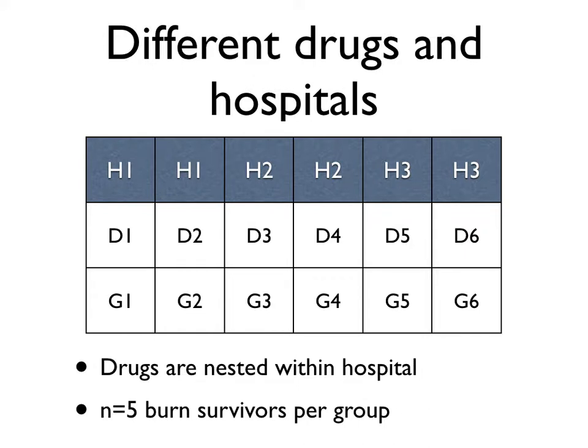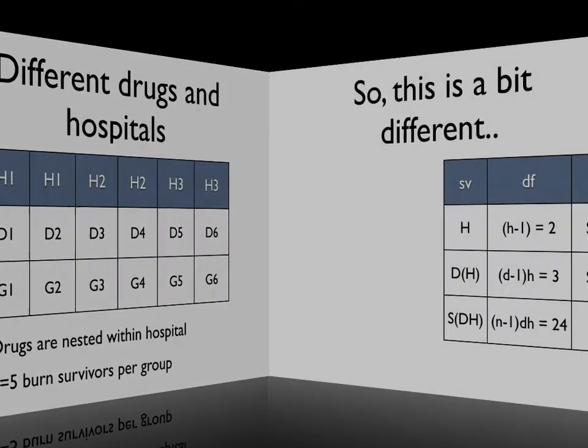What these people who ran this clinical trial were able to do was test the 6 drugs in 3 hospitals. So do you see the problem here? What we have here is drugs nested within hospitals. It's crazy. I imagine you can figure out right away, how the hell am I going to interpret this? It's going to be complicated.